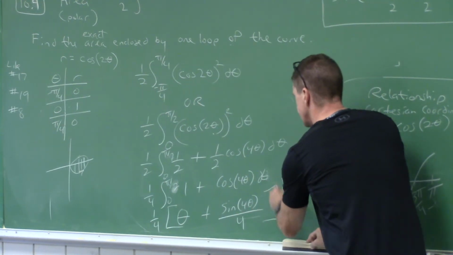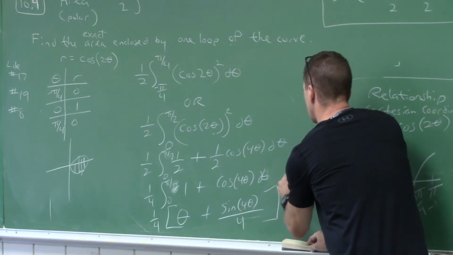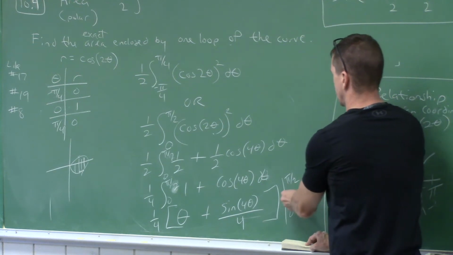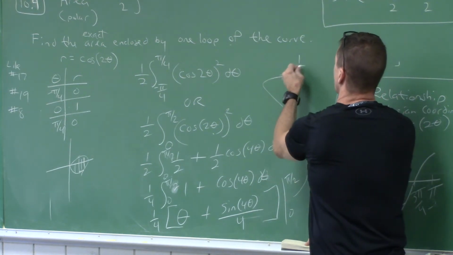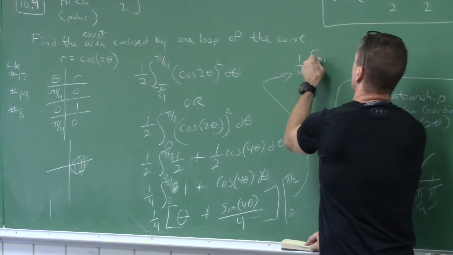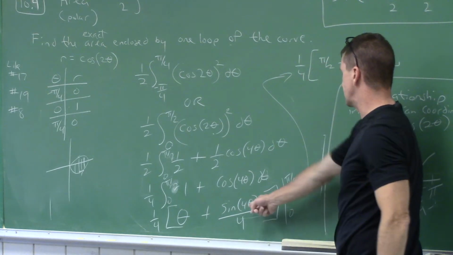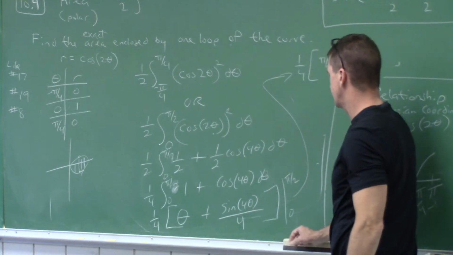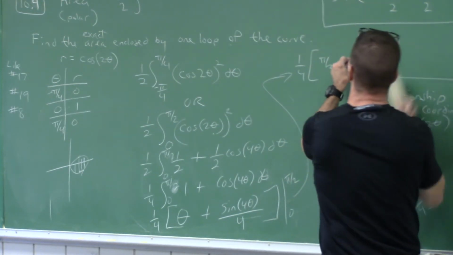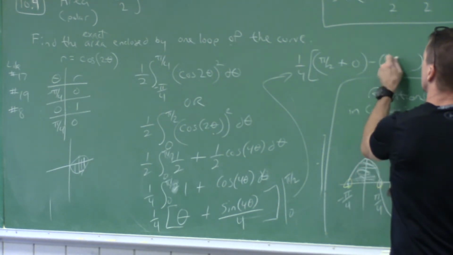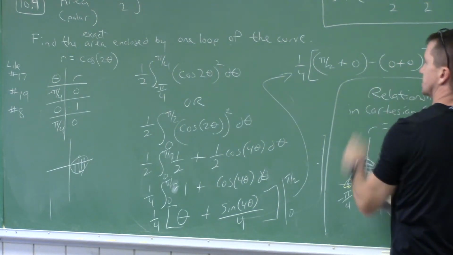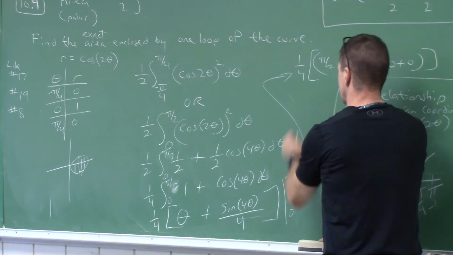Hey, what do you get out of this? What do you get out of that? 1/4 pi over 2, plus, put a 0 in there, what's the sine of 0? 0, minus, now put your zeros in there. So what's that answer? Just like we thought, pi over what?